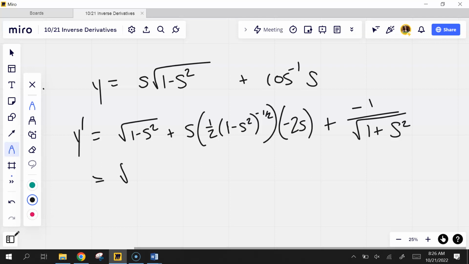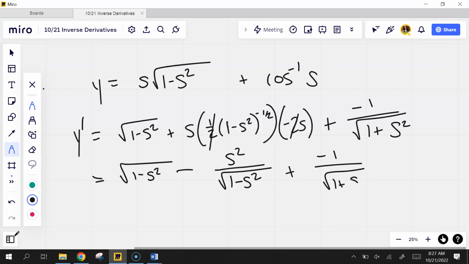Let's clean it up. I see a lot of 1 minus s squareds. I am going to cancel out the 2.5. So now I have, this is actually going to be a minus, isn't it? Minus s squared, and I'm going to put this on the bottom with a square root. I need to be consistent with what I'm doing here. Plus -1 over square root of 1. Is it plus 1 plus s squared there? Did I write it wrong?